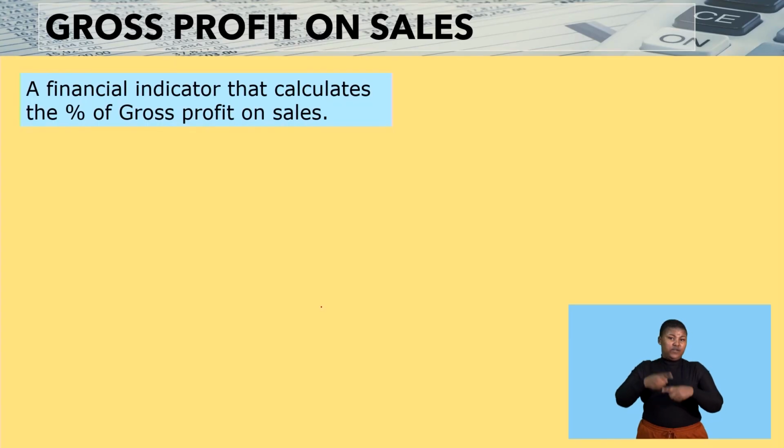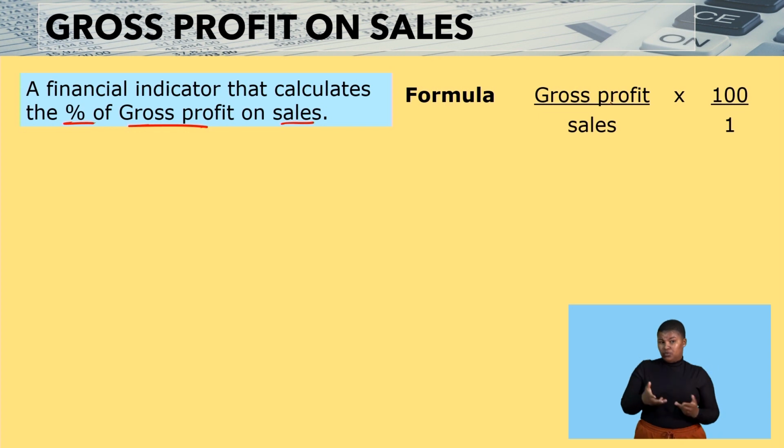Let's begin first with gross profit on sales. This is a financial indicator that calculates the percentage of gross profit on sales. Here is the formula. You will say gross profit over sales, multiply by 100 over 1.